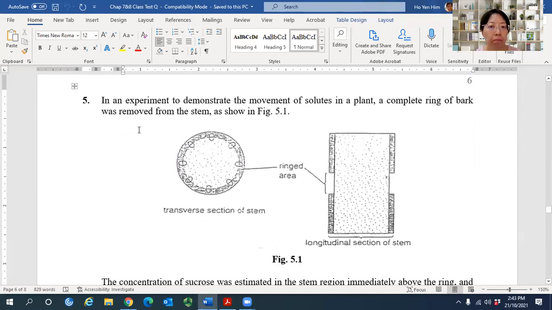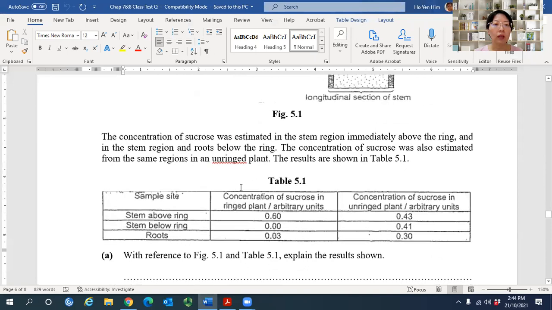So this is a stem. The diagram illustrated that a complete ring of the bark was removed from the stem. So this region is called the ring, the area of the bark that's been ringed, meaning removed. This area of the bark happened to be the phloem region, so the entire phloem in the stem has been removed. The concentration of sucrose was estimated in the stem region immediately above the ring and the stem region and the roots below the ring. The concentration of sucrose was also estimated from the same regions in the unringed plant.